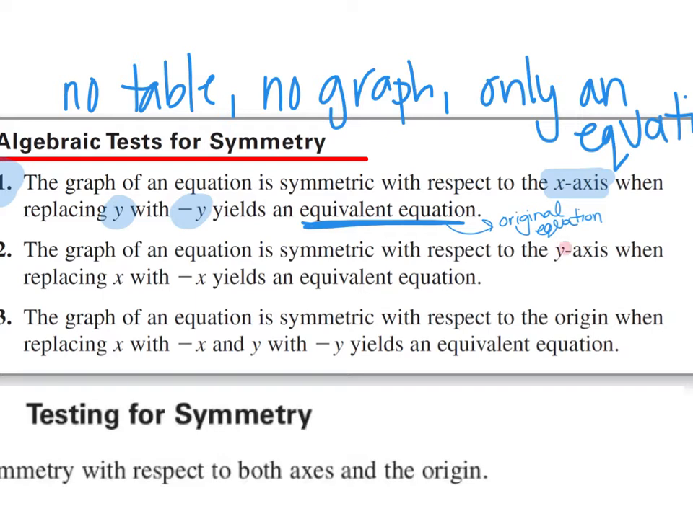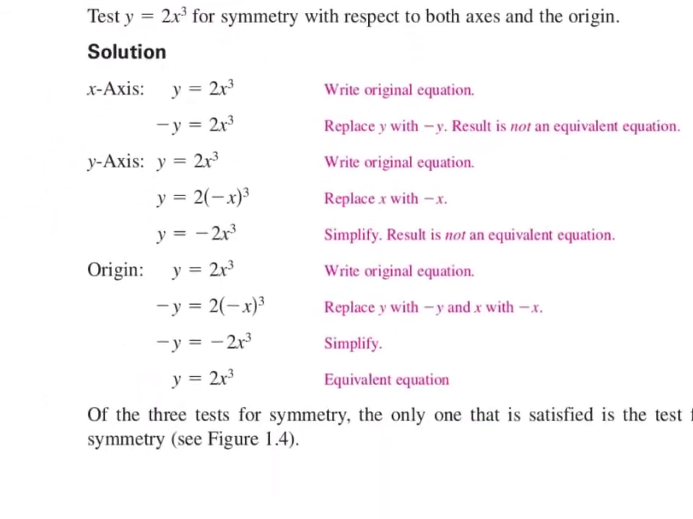So for the y-axis, we're going to keep the y value the same, and we're going to replace x with negative x. And if doing that results in the original or the equivalent equation, then you have symmetry to the y-axis. And then the origin is a combination of both. If you have an equation symmetric with respect to the origin, then both of those things are true. So replacing x with negative x and y with negative y, you get that original or equivalent equation. And you want to check all 3 of these. And so here's what that looks like.